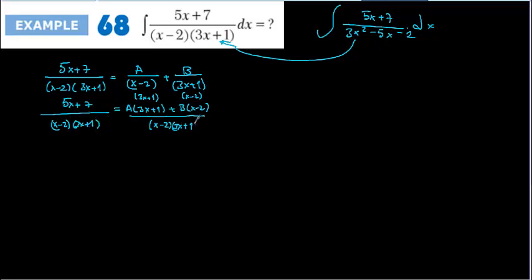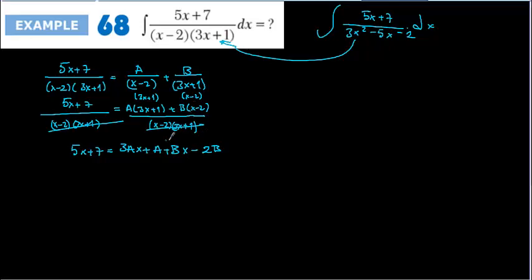Okay, now if the denominators are the same, we can compare only the numerators, which we cannot do easily in polynomials otherwise. 5x plus 7 is going to be equal to a times 3x plus 1 plus b times x minus 2. So 5x plus 7 is equal to, I'm going to distribute this term, 3ax plus a plus bx minus 2b.